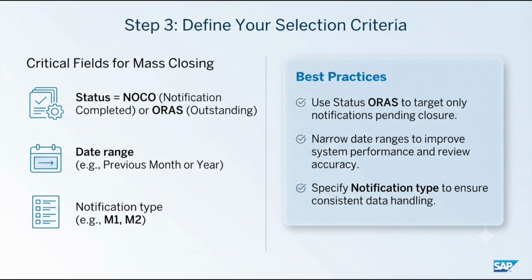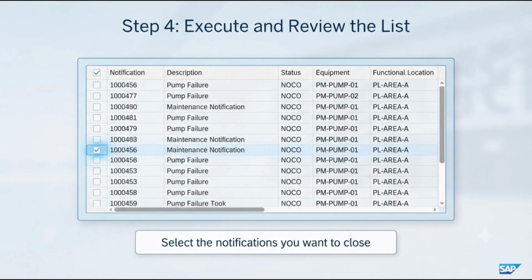Avoid leaving too many fields blank, as this can return an unmanageable number of records. A well-defined selection ensures that the list contains only the notifications you truly intend to close, making the subsequent steps safe and efficient. Once your selection criteria are complete, click the Execute button or press F8.